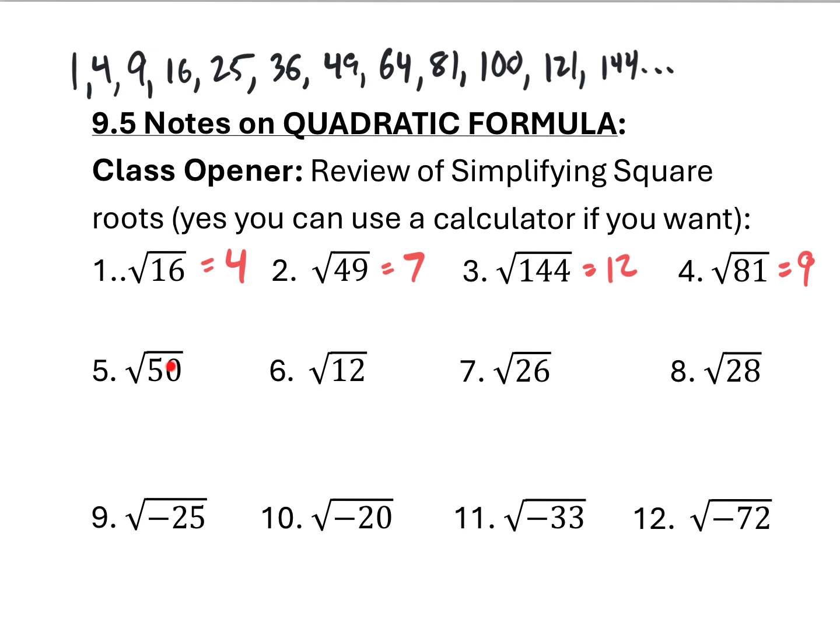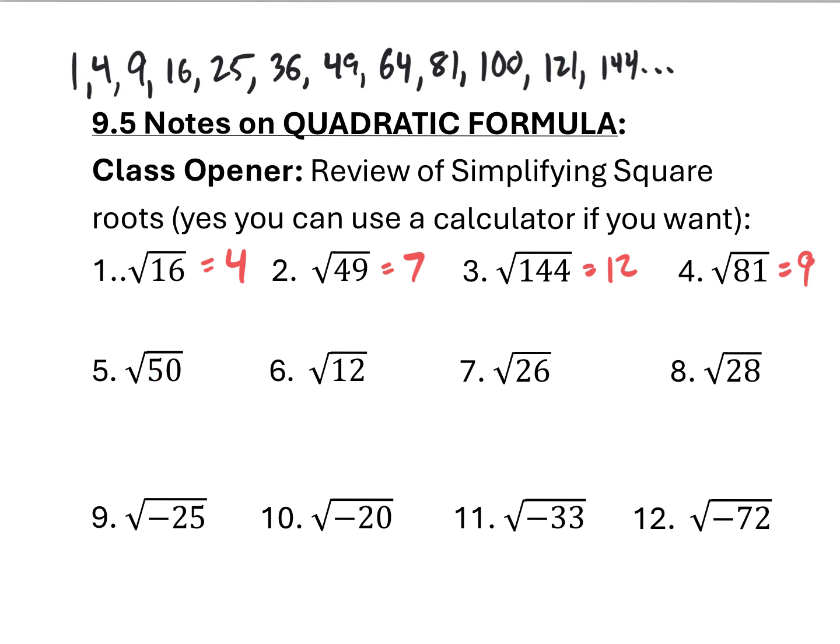Now, how about this one? The square root of 50? Well, what the heck? 50 is not up here. There's a 25, 36, 49. It's close to 49, but 50 is not a perfect square number. So whenever you don't have a perfect square number, you're going to rewrite this number with multiplication to get one of these perfect square numbers.